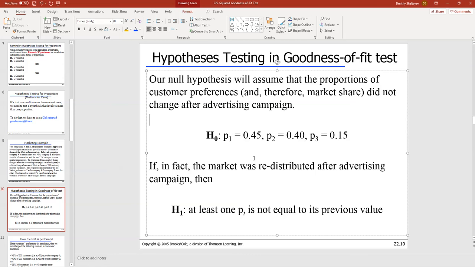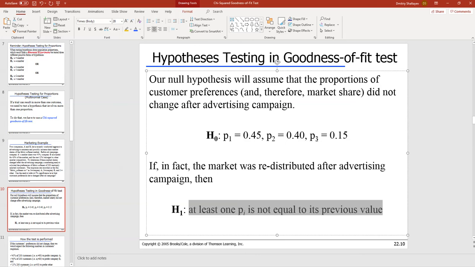And my alternative obviously should be the opposite of null, right? So in other words, my alternative will read like this: at least one of the proportions, either P1 or P2 or P3 or any combination of them, is different from the value that it had before. That's my general way to say that now it's either P1, company A, market share is not 45% but something else, and/or company B, P2, market share is not 40%, and/or P3 is not 15%.